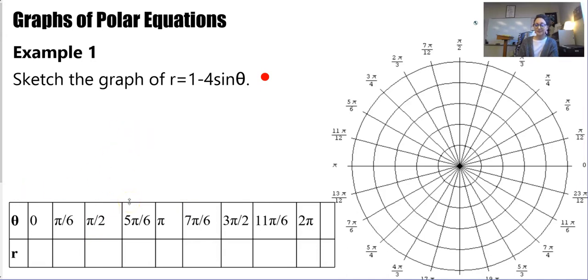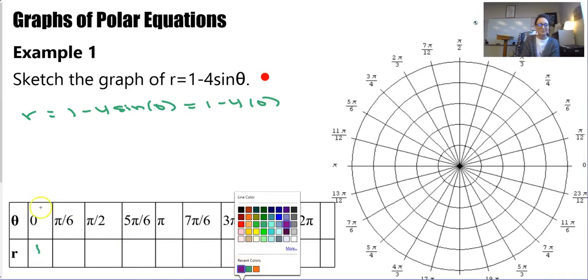Okay, we are back. So we're going to fill in this table. We did this last time. So when theta is 0, then I would get r equals 1 minus 4 times sine of 0. What is sine of 0? Sine of 0 is 0, so I have 1 minus 4 times 0, which is 1, right? So I'm going to put that in there.